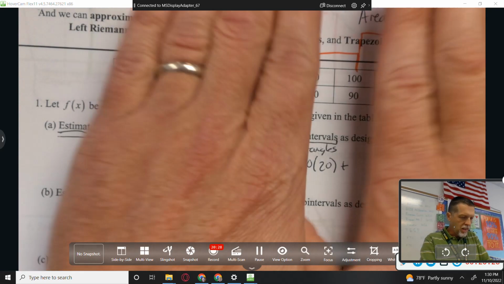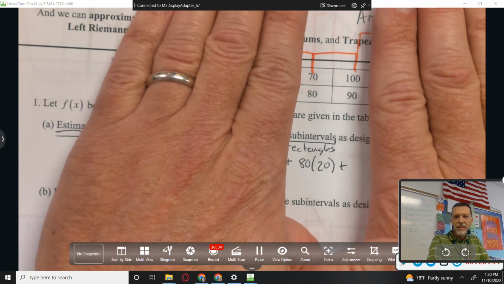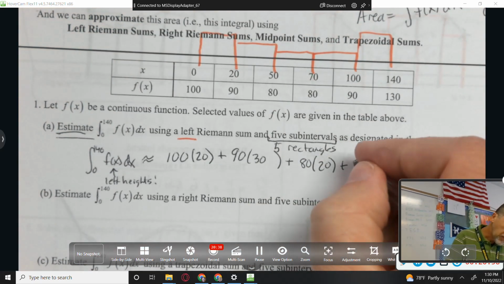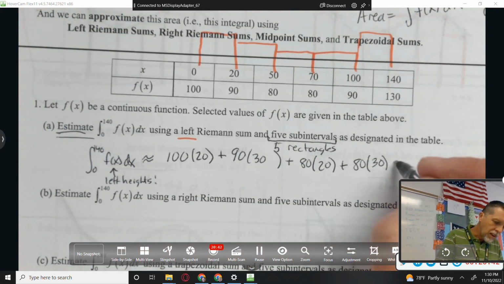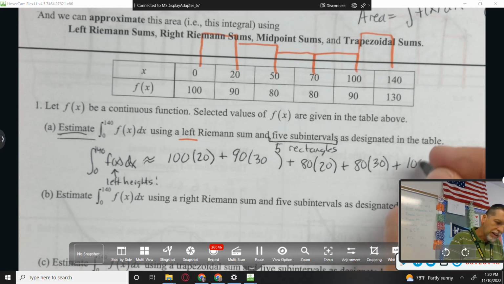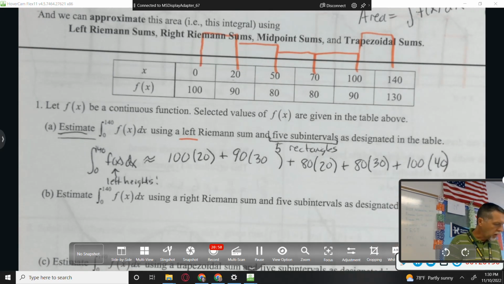And then from 70 to 100, what's the height of that rectangle? 80 again. And its width is 30. Then my last rectangle, the height is 100 and the width is 40.